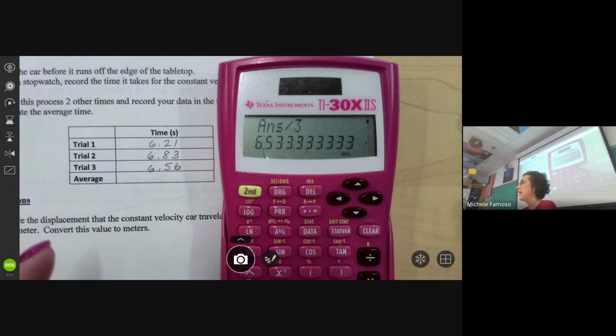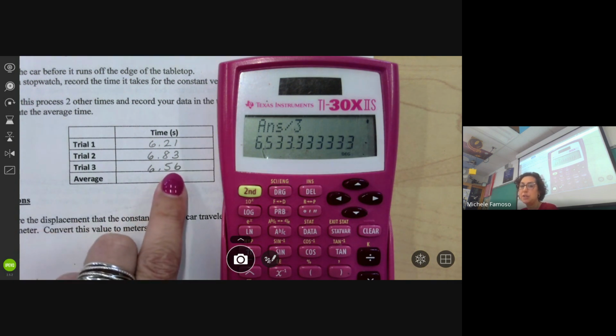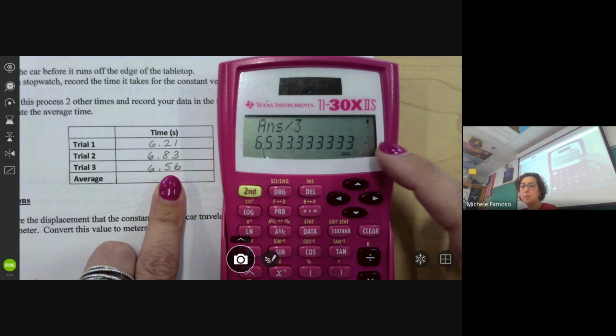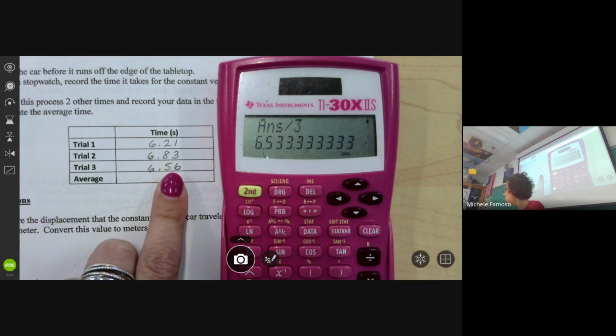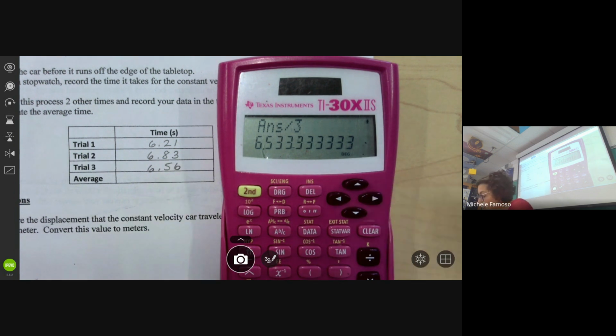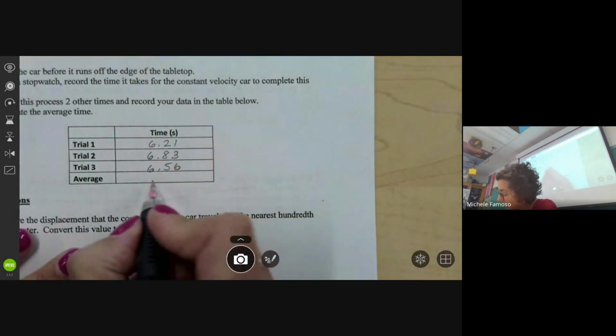Now, you're not writing that whole thing down. Just to review what we do with an average is we always keep the precision of the data. So I need to round my answer to the hundredths place since all my times went to the hundredths place. So my average time with my made up numbers would be 6.53 seconds.